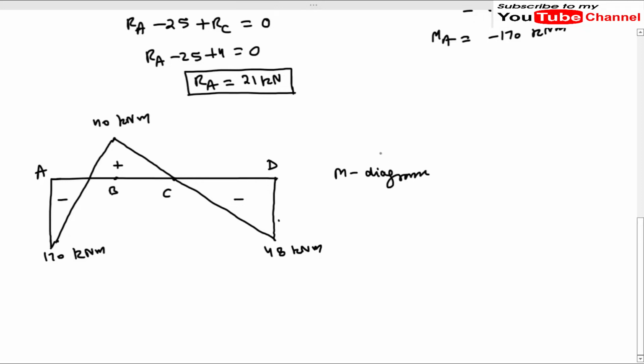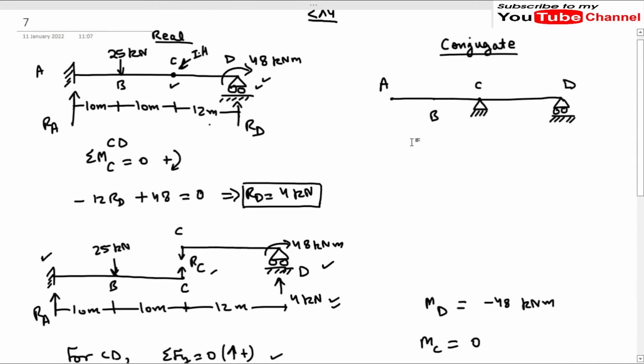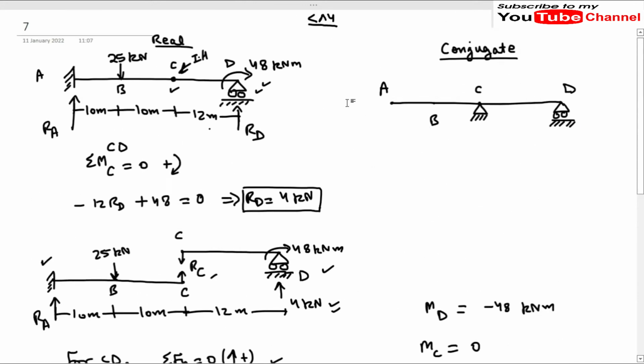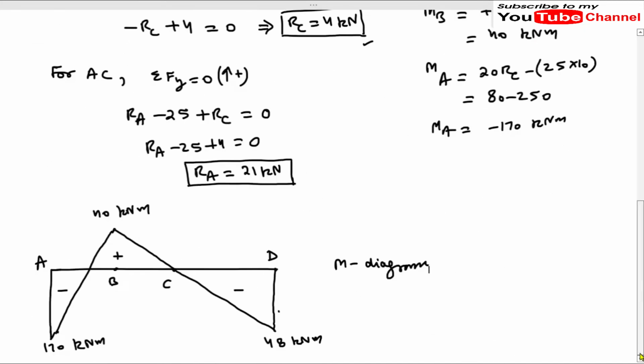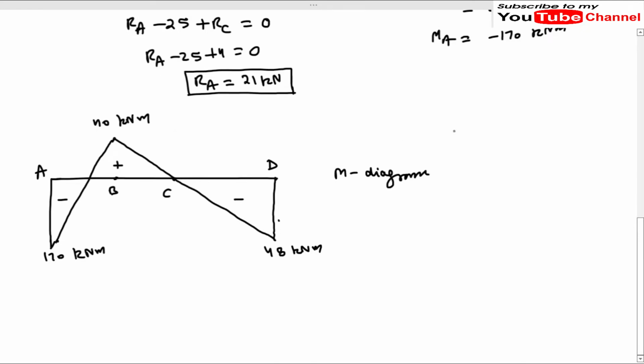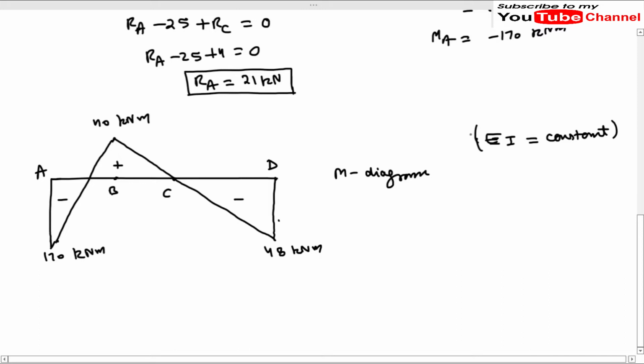But we need the M by EI diagram to apply the loading on this conjugate beam. As there is no change in the section of the beam, the value of EI is constant. We are considering the value of EI as constant for the given problem. EI means flexural rigidity of the beam. So this M diagram can be converted to the M by EI diagram by dividing the M diagram with this EI for each segment of the beam.